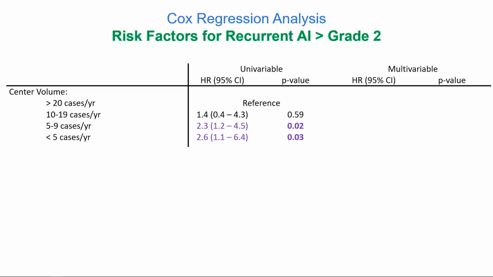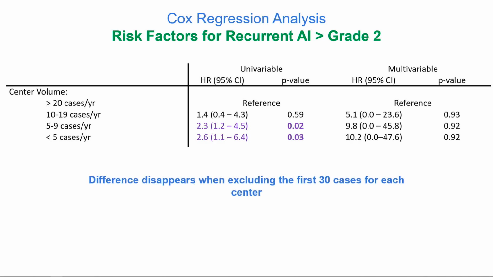If you do less than 9 cases, it was a risk factor. Less than 5 cases a year was a risk factor. This difference disappeared after the first 30 cases in each center.